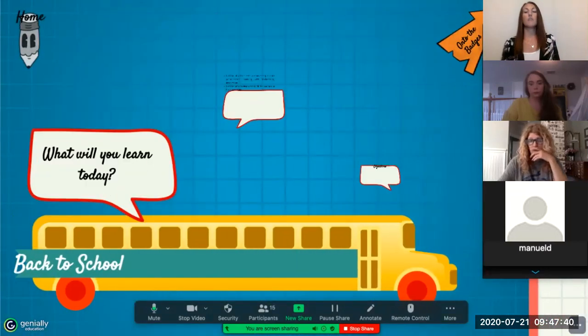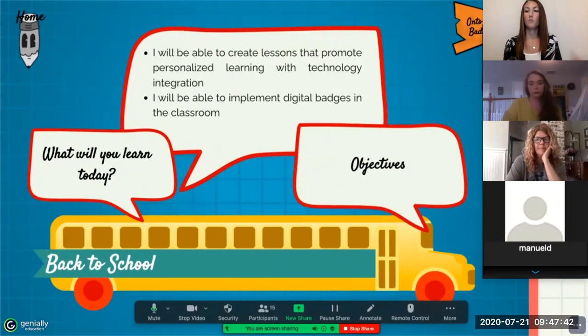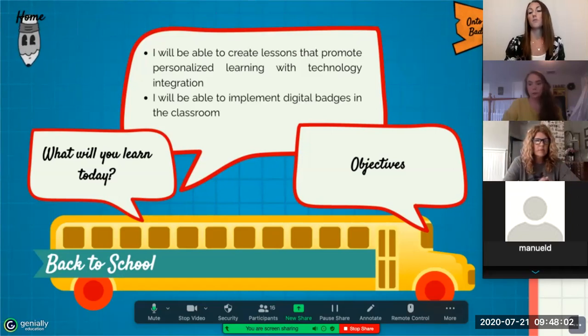My goal today for you guys is to help you create lessons that help promote personalized learning with technology. Those of you that are not in the classroom anymore, you can still use digital badges when you're running trainings with your staff members. So think of it that way if you're not actually using it with students. I also want to help you implement digital badges in your classroom or in your schools. So that's the direction that I'm going with this.